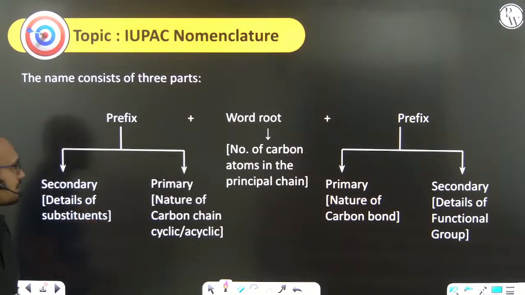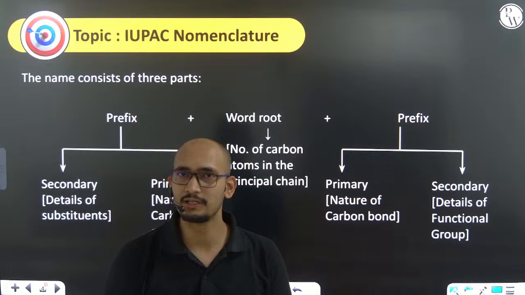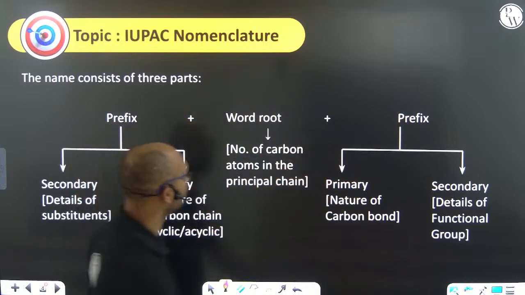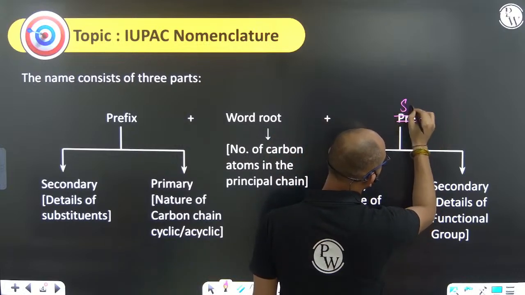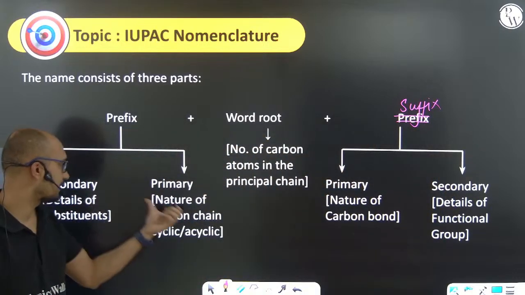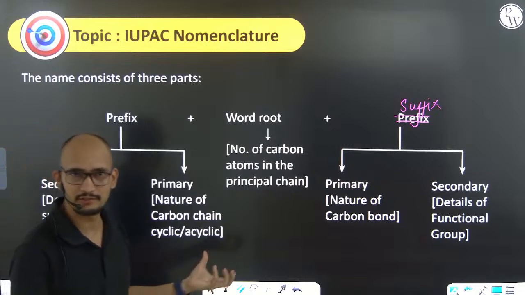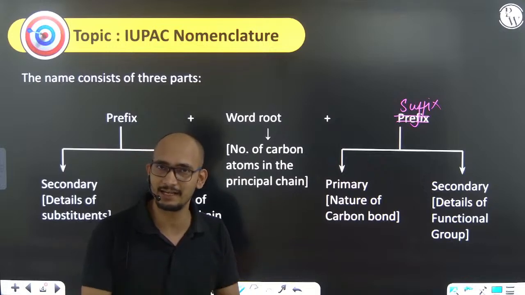Now, IUPAC nomenclature. I hope you all know that in any IUPAC naming of an organic compound, there are 3 parts. One is prefix, one is word root, another is suffix. Now, in the prefix, there are 2 parts: one is secondary, another is primary. Secondary tells you about the details of the substituents. Then primary tells you about the nature of the chain. Is it a ring or is it a straight chain?